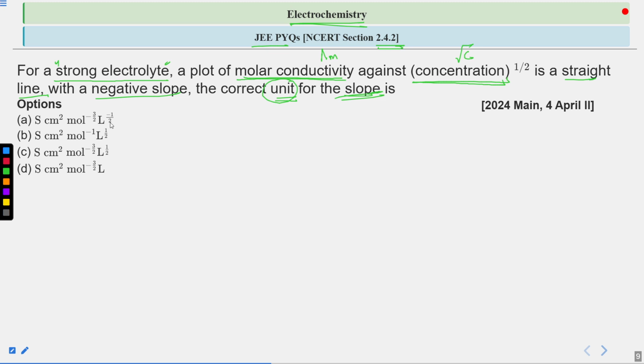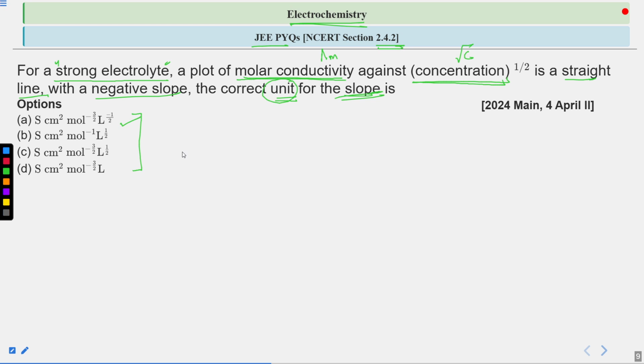So you have to tell the correct unit for the slope. The four options given are Siemens centimeter square mole to the power minus 3 by 2 liter to the power minus 1 by 2, Siemens centimeter square mole inverse liter to the power half, Siemens centimeter square mole to the power minus 3 by 2 liter to the power half, or Siemens centimeter square mole to the power minus 3 by 2 liter. You have to tell the correct unit of slope.